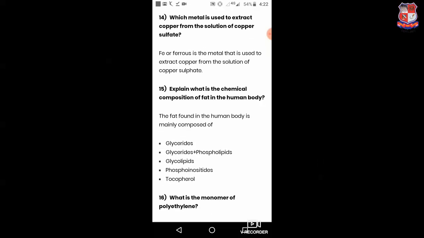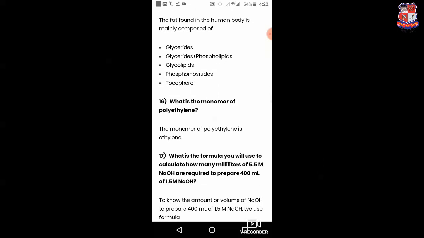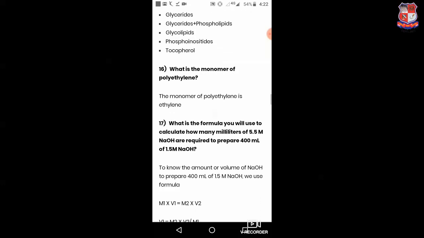Explain the chemical composition of fat in the human body. The fat found in the human body is mainly composed of glycerides, phospholipids, glycolipids, inosines, and tocopherols. What is the monomer of polyethylene?